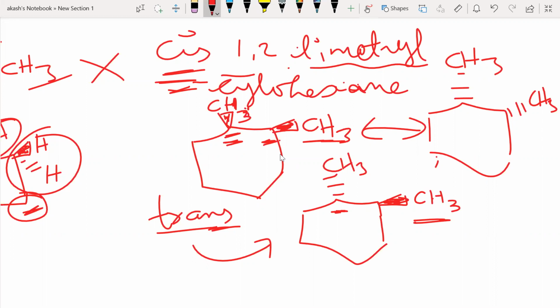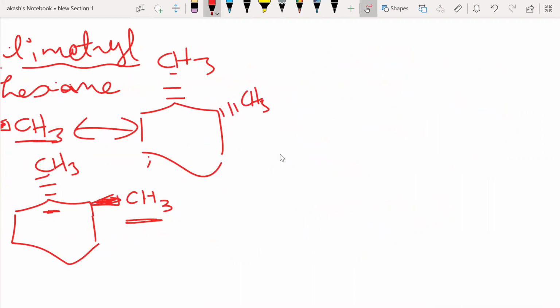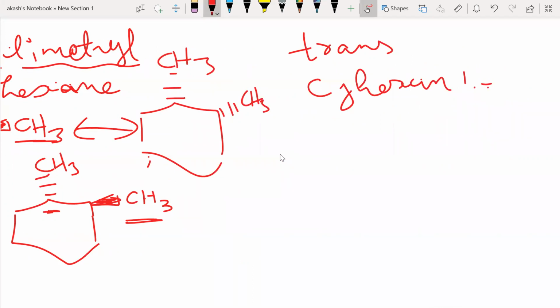Maybe I'll give you one more example. Say I have trans cyclohexane 1,4-diol. Can you write the structure? Just try. I'll give the structure to you anyway. Trans cyclohexane 1,4-diol. Just go for it. Everybody try, please.